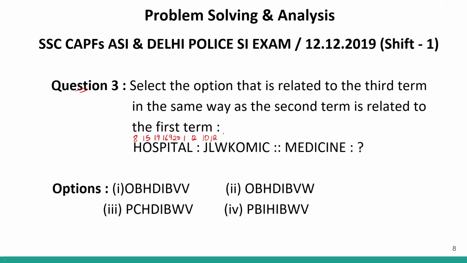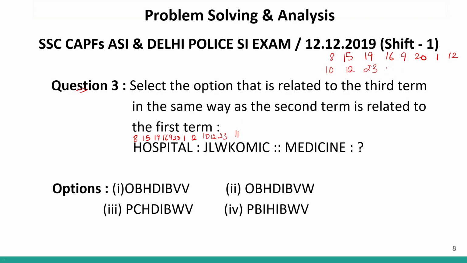W is 23. Let me write it like this. The forward ranks: 8, 15, 19, 16, 9, 20, 1 and 12. J is how much? J is 10. This is 12. 10, 12. Then W is 23. Correct? So 23.